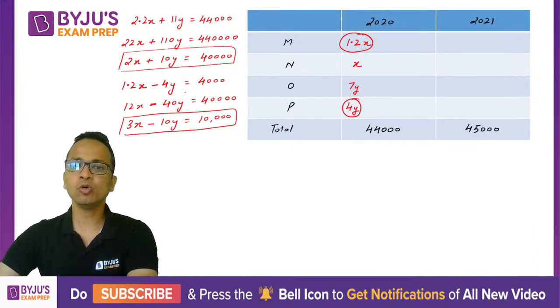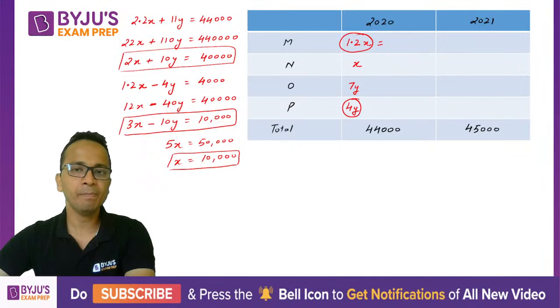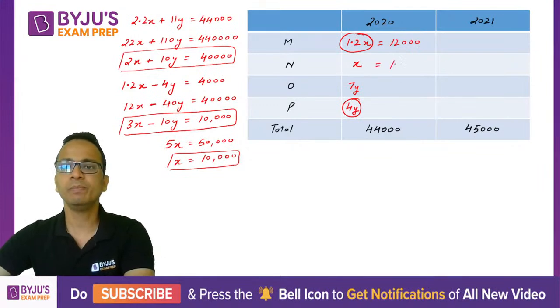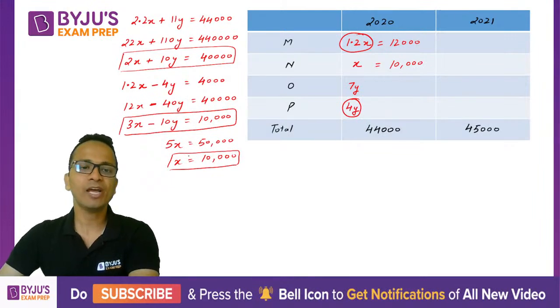Okay, so let's solve both equations. So I have got two equations. If I add these two equations, y will be eliminated. So you will have 5x is equal to 50,000. Okay, and the value of x will be equal to 10,000. The value of x we have obtained as 10,000. So this value of M in the table will be 12,000 and the value of N, which is x, will be 10,000.